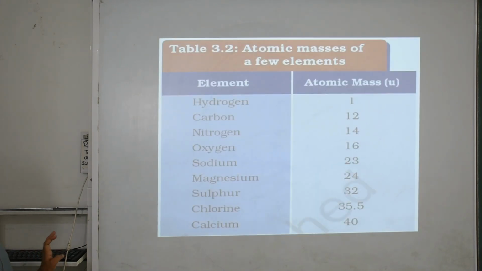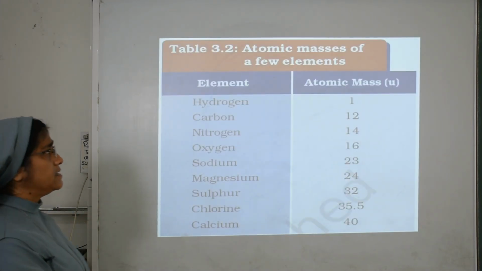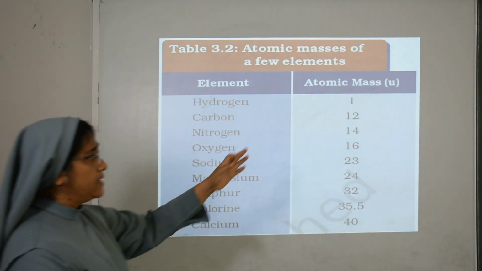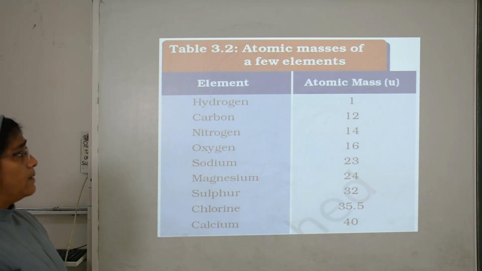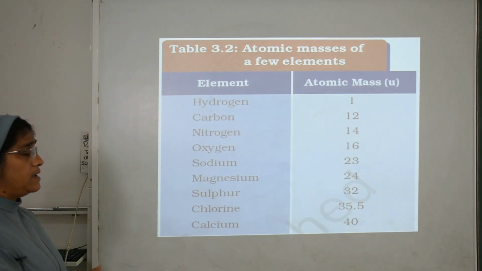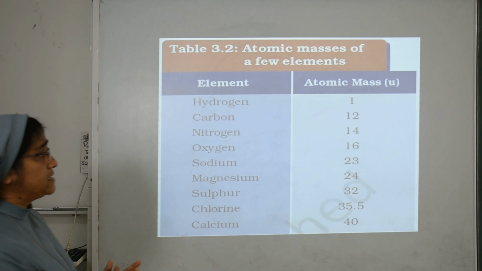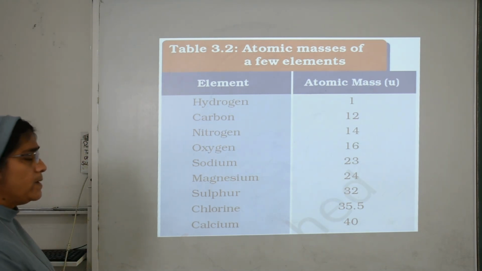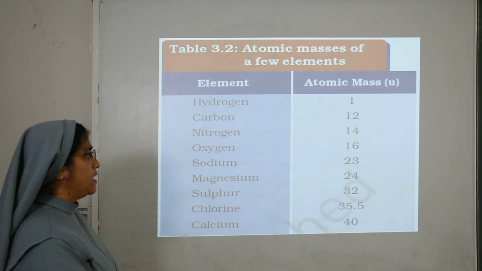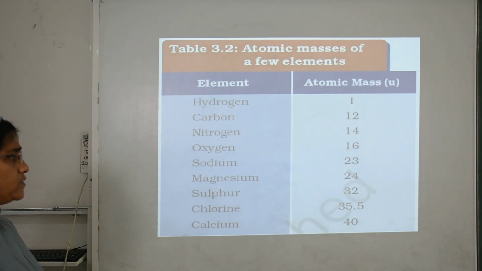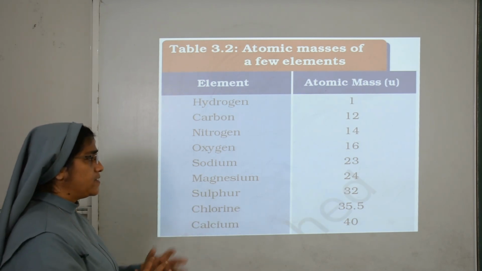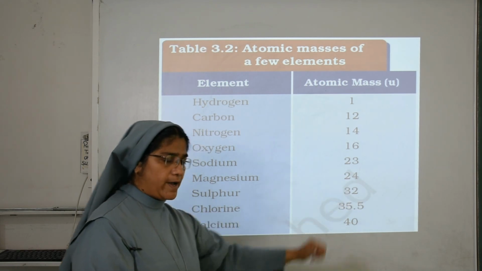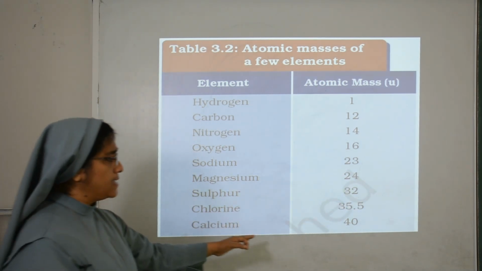Now let us see the atomic masses of a few elements. The atomic mass of hydrogen is 1. The atomic mass of carbon is 12. The atomic mass of nitrogen is 14. The atomic mass of oxygen is 16. The atomic mass of sodium is 23. The atomic mass of magnesium is 24. The atomic mass of sulfur is 32. The atomic mass of chlorine is 35.5. The atomic mass of calcium is 40.